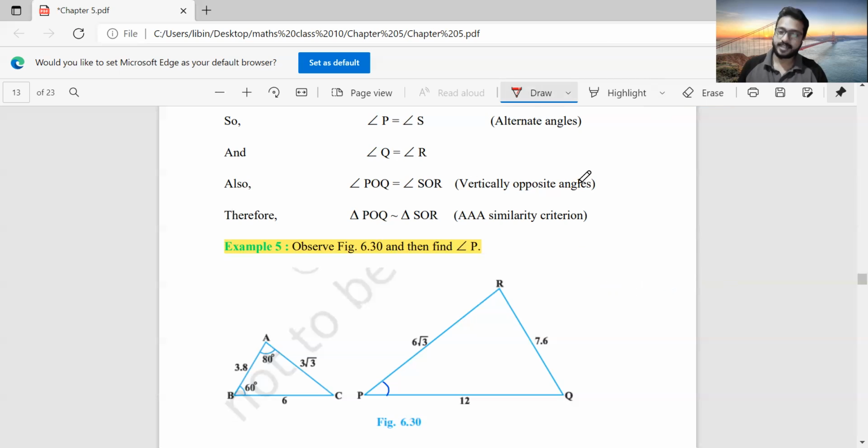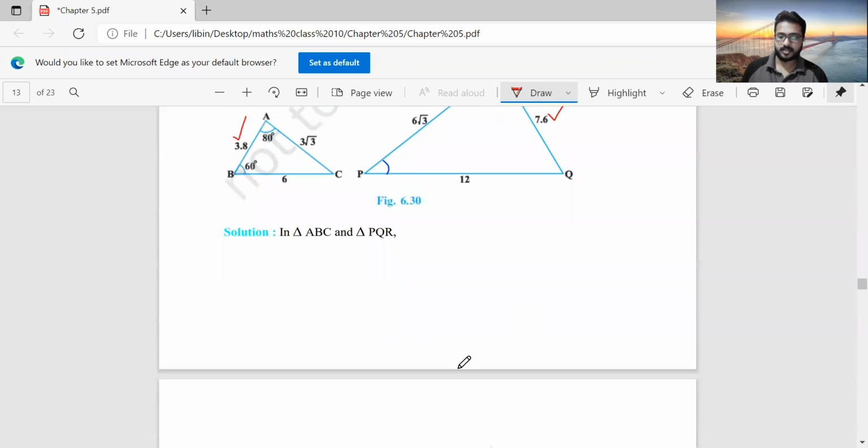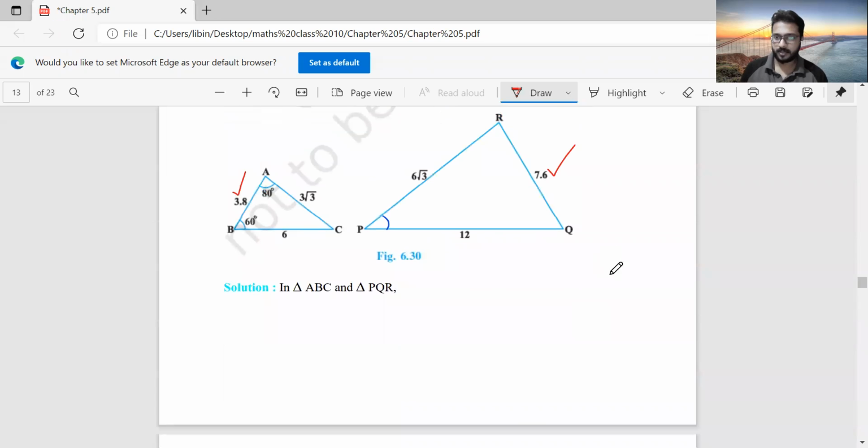And how can we use it? Let us see. First of all, let us check whether the sides of both these triangles are proportional or not. See, if I'm taking the side AB, what should be the corresponding side? By looking at the figure, we can see that twice 3.8 is 7.6. So we can take AB by RQ is equal to 3.8 divided by 7.6, which is 1 by 2.